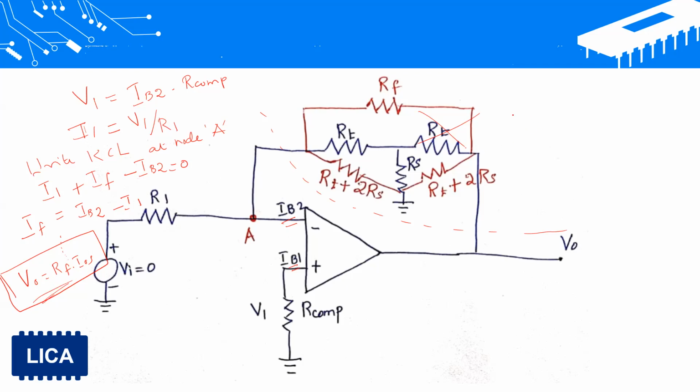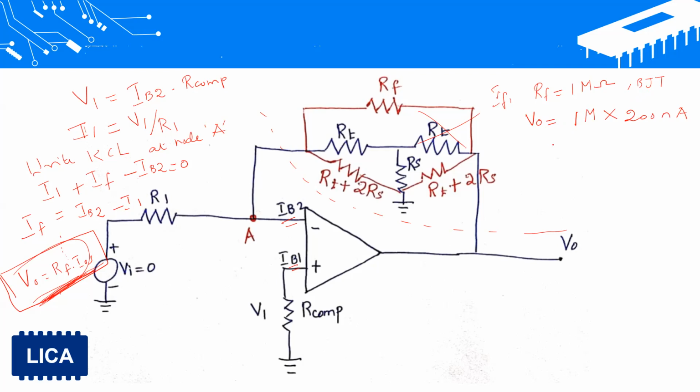For our understanding, take one example. If RF equal to 1 mega ohm, let us consider RF equal to 1 mega ohm for a BJT type of transistor. Then what will be our output voltage? Substitute the specified values in this relation and find V0. So here, instead of RF, I'm putting 1 M into IOS. For BJT, the offset current will be 200 nanoampere.